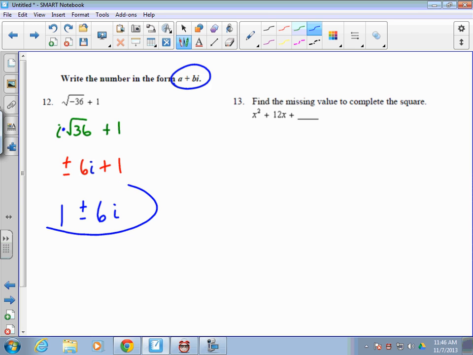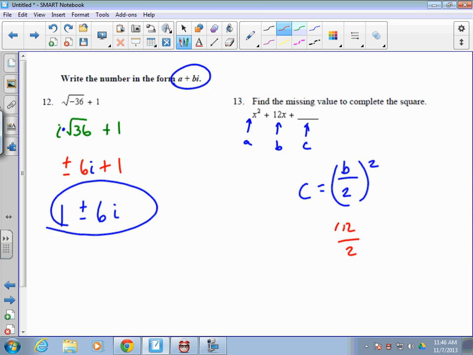In order to find, this is standard form, ax squared plus bx plus, we're looking for c. c equals b divided by 2 squared. So we have b's value at 12 divided by 2 squared, which is 6 squared. So c's value is 36. So plus 36.